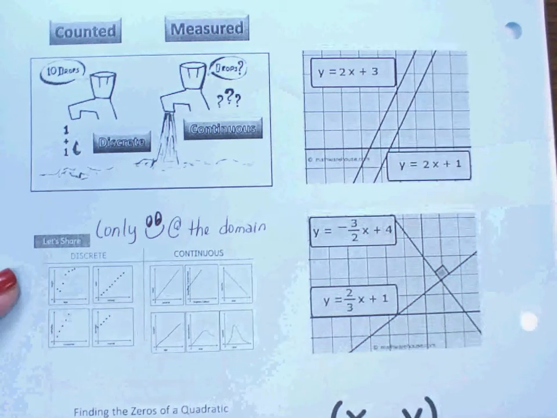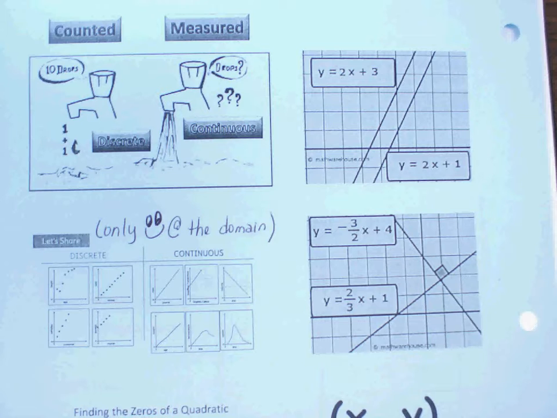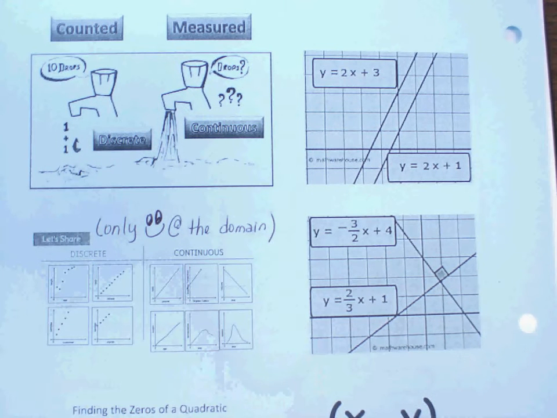Only look at the domain. So when you're trying to decide if a function is continuous or discrete, you're only going to look at your x's. You're only going to look at your domain. So make sure you add it. And that is the only thing that I'm giving you permission to add so far, right?